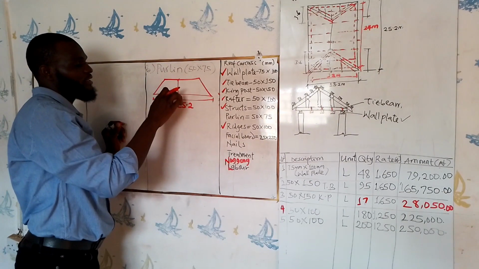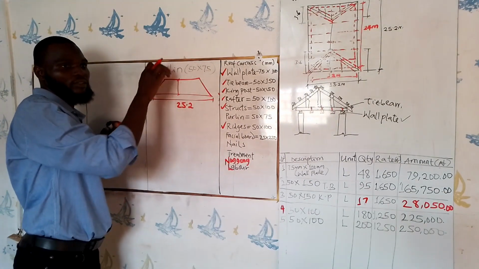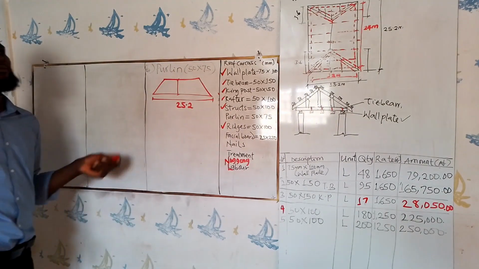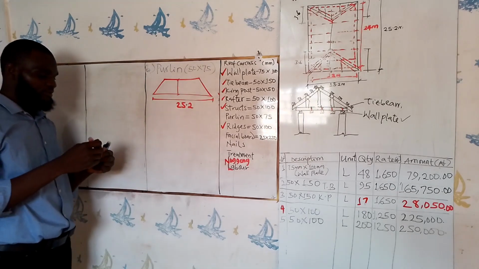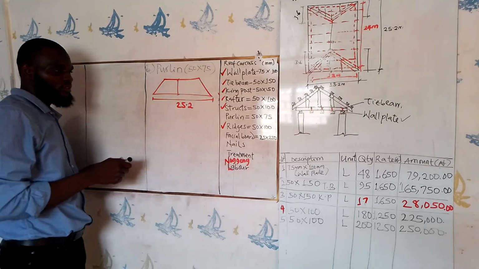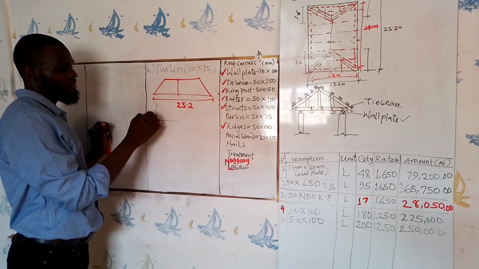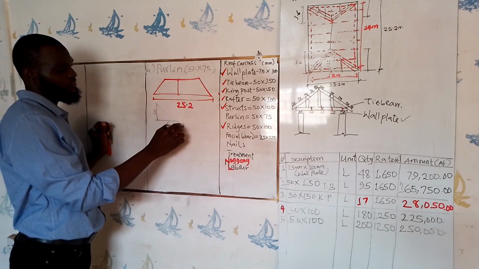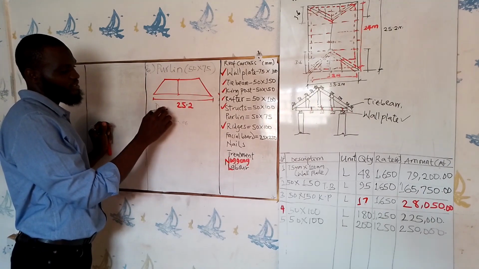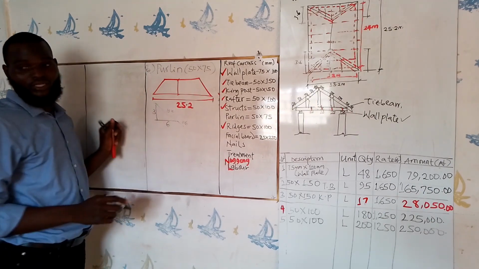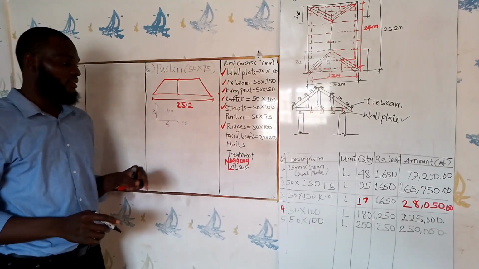What do we have here now? What's our hypotenuse here? Remember, earlier on we did this. It was 3, taking the post, this 6. Then the eaves projection 0.6. So what do we get?